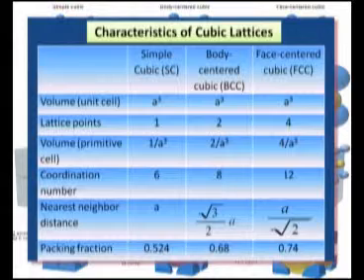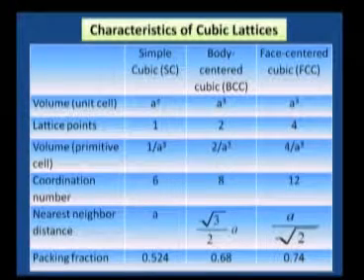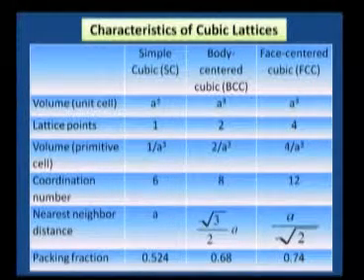Now, this is somewhat difficult for beginners to understand, as to how you get 12 as the coordination number, or 12 as the nearest neighbors, for the face centered cubic structure. The nearest neighbor distances are a obviously for simple cubic, root 3 by 2 into a for body centered cubic, and similarly a by root 2 for the face centered cubic.